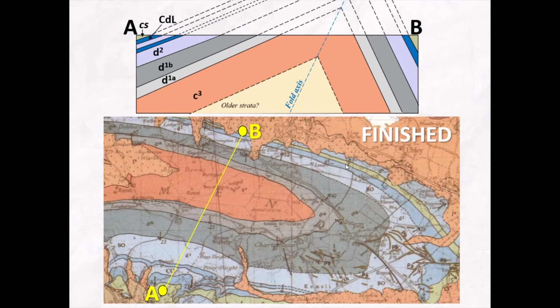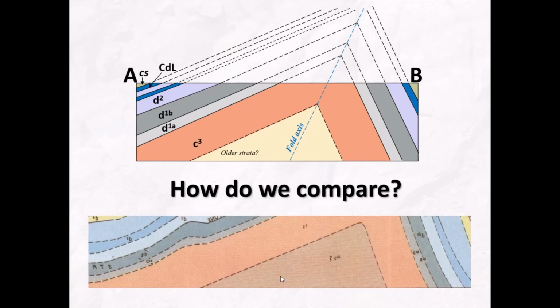Okay, so that's what our finished cross section through our fold should look like. And if we were to compare our cross section, the one that we've just drawn, with this one, you can just about see the line on the map here. This is the cross section that the Geological Survey have drawn. You can see that we're pretty similar.